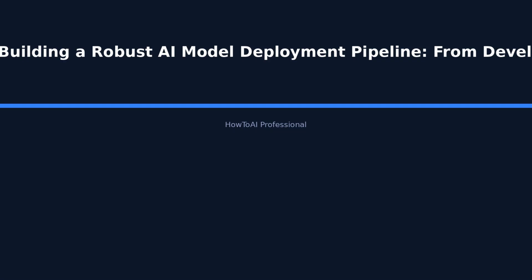Conclusion. In conclusion, building a robust AI model deployment pipeline requires careful planning and execution. From development to deployment, testing, and monitoring, each stage is interconnected and essential for delivering a high-quality, reliable AI solution. By following best practices and being aware of potential challenges, you can create a pipeline that not only meets your current needs but also adapts to future demands.